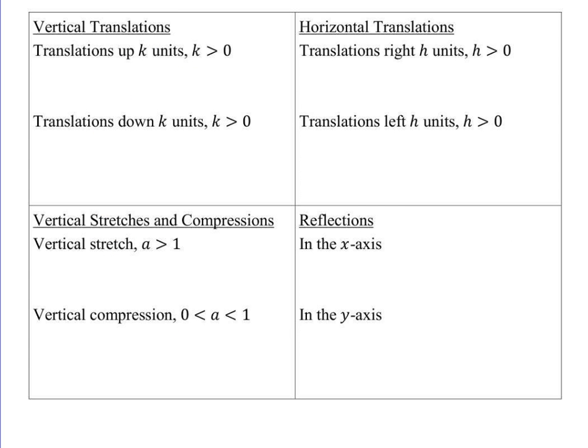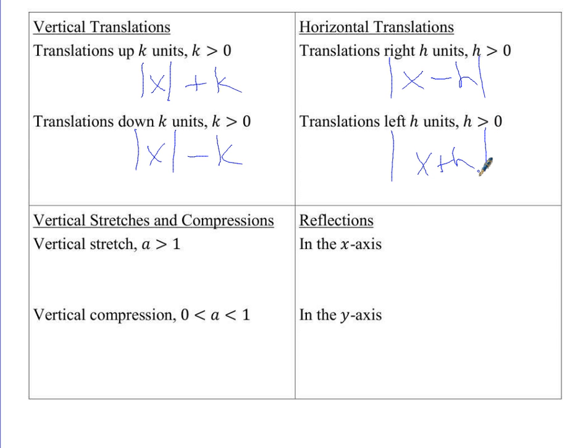So for vertical translations, if I want to translate an absolute value function up k units, the absolute value of x plus k. If I want to translate down k units, the absolute value of x minus k. If I want to translate right, I'll have the absolute value of x minus h in the absolute value. And if I want to translate left, what will I have? x plus h.